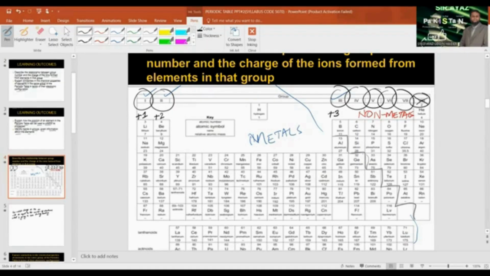What about non-metals? From group 4 till 7, we have non-metals. In group 4, we have non-metals, then there are metals down the group. So it's like a mixture of metals and non-metals.